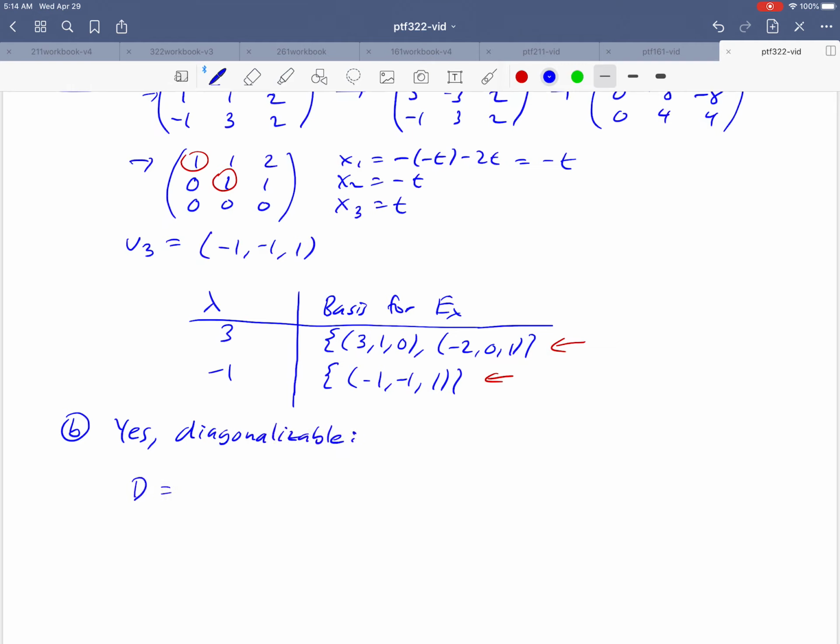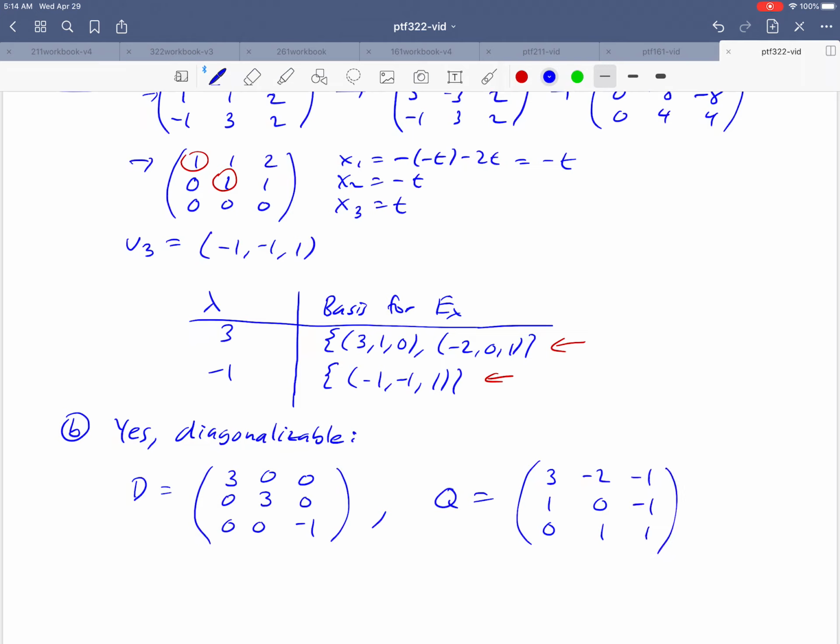All right, so we'll start with D, and again, that's just a diagonal matrix that has the eigenvalues down the main diagonal. Okay, so 3 was repeated. So we'll start with 3, 3, and then -1. Okay, and then Q was a matrix that had the eigenvectors in the right order as the columns. Okay, so we'll take 3, 1, 0, -2, 0, 1, and then finally -1, -1, 1. Okay, and I think we have finished.